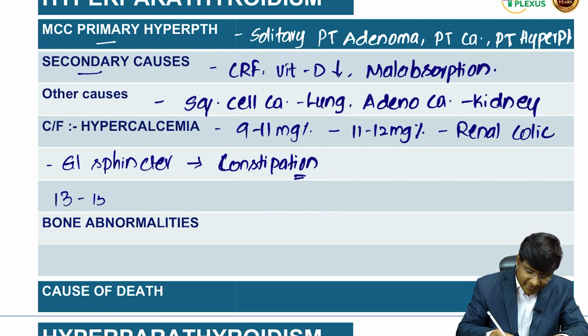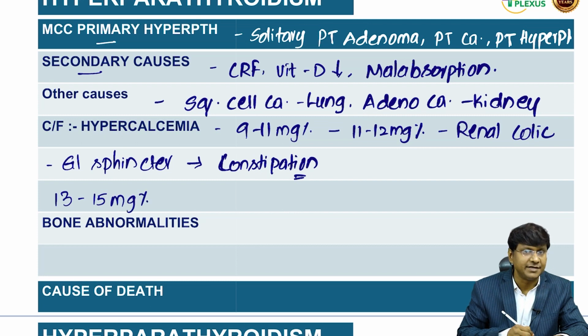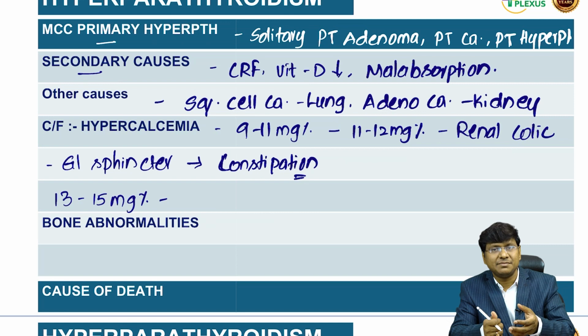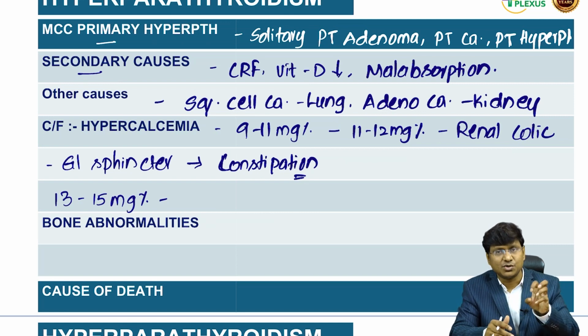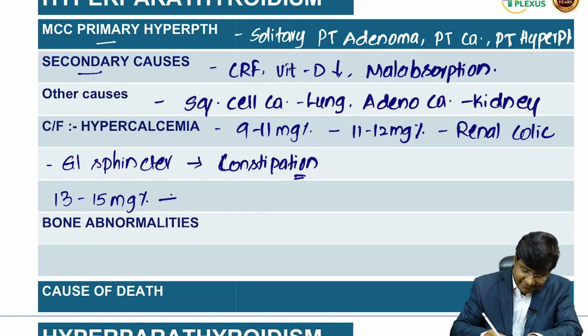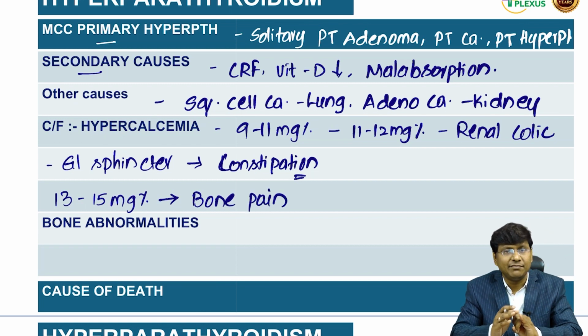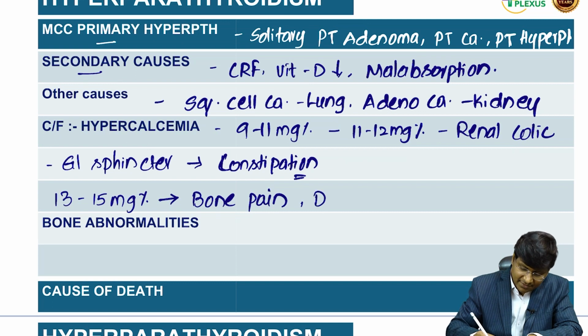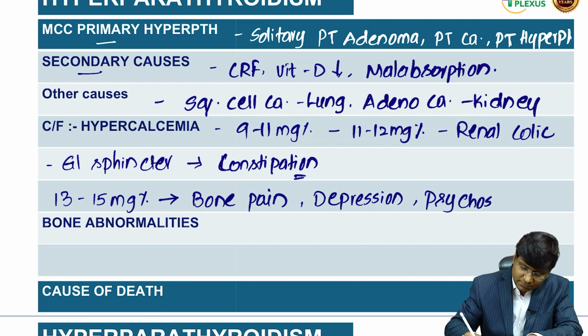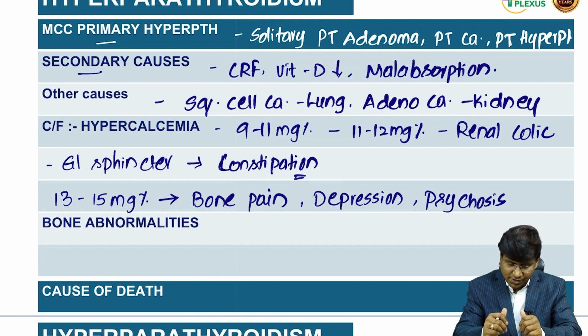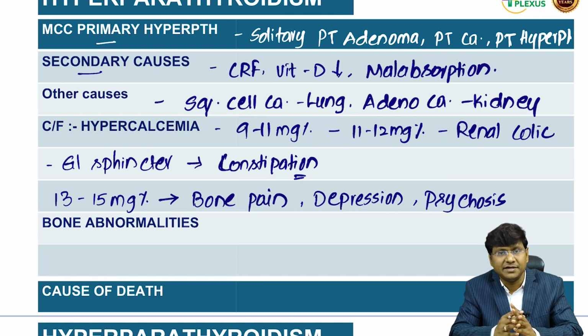When the calcium levels are between 13 to 15 milligrams percentage, right? So why has the calcium level increased up to 13 to 15? That is because of the increased osteoclastic activity and there will be osteoporosis. So these patients will have bone pain, right? And apart from that, they will also have depression as well as psychosis. So that is when the calcium levels are in the range of 13 to 15 milligrams percentage.